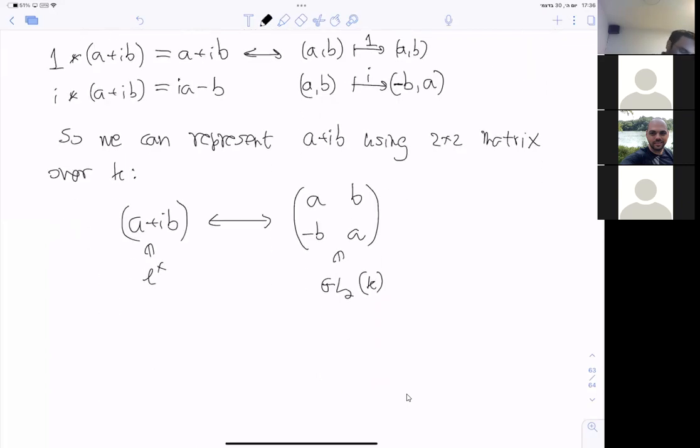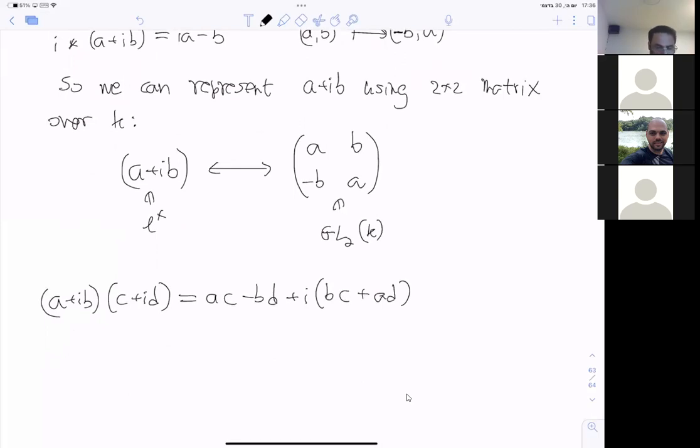For example, now if you take, instead of writing A plus IB, multiply C plus ID, which is AC minus BD plus I times BC plus AD. You can do the same thing using the matrix realization.